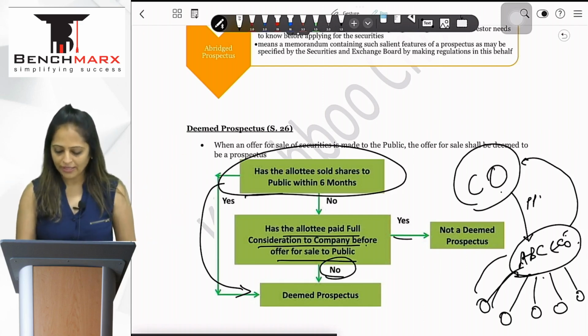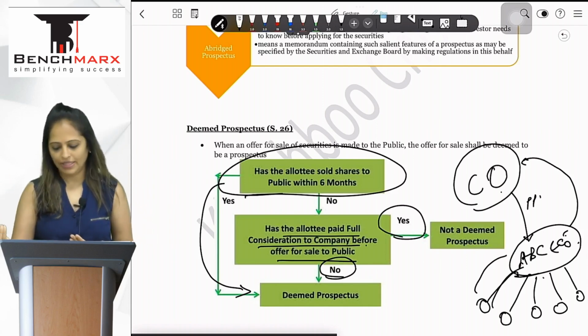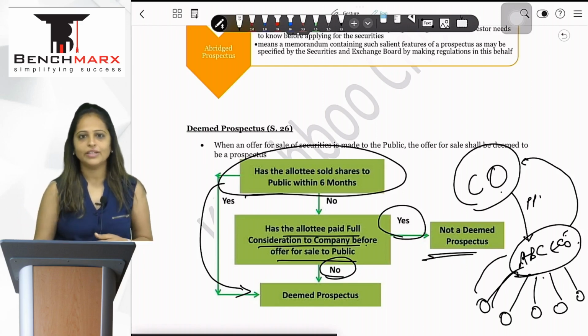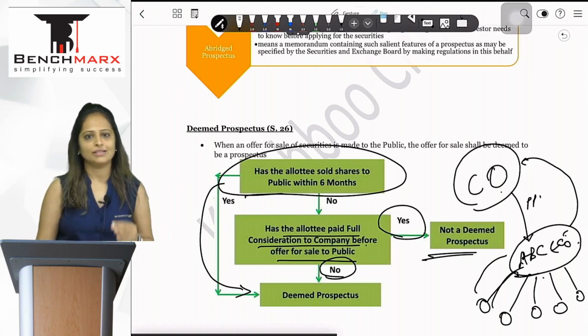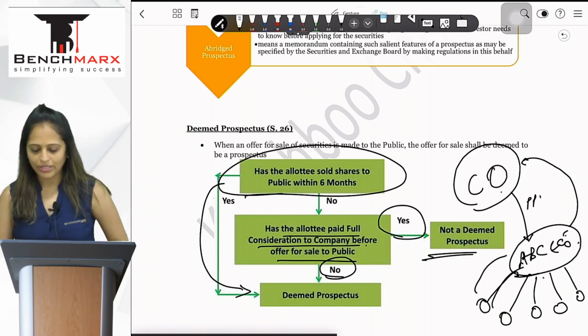If you have paid and if you have held the security for 6 months, you are free to sell it to the public at large, and it will not be considered to be a deemed prospectus. This is a very, very important concept which will be asked in your practical case study type of questions. So deemed prospectus is something very important.